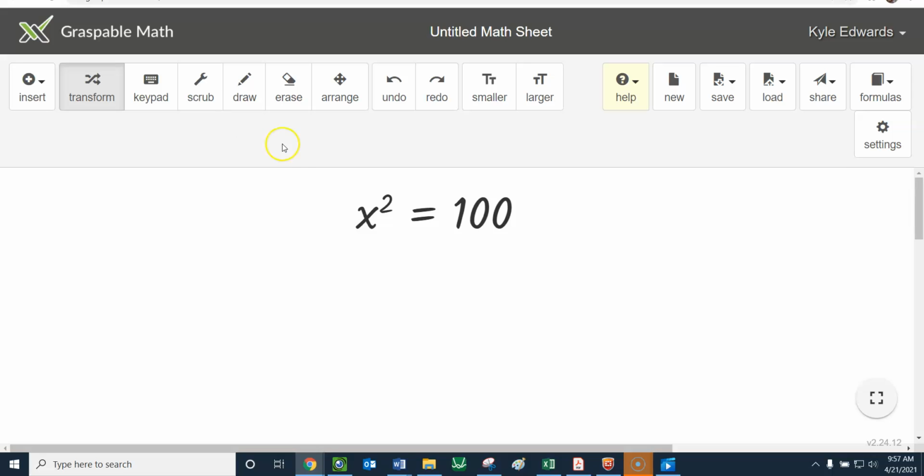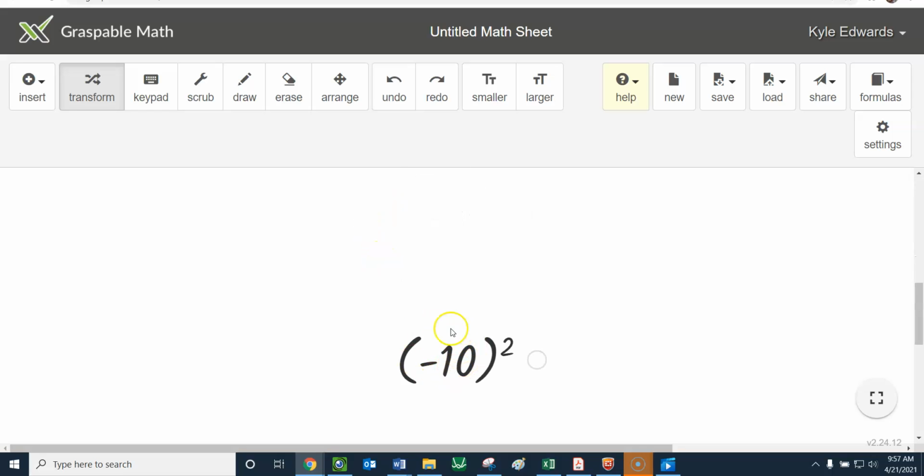Definitely, 10 squared equals 100. That would solve this equation. That would be one of the solutions. Okay, well, 10 squared is 100, so x could be 10. But there's another answer to this. Negative 10 squared. A negative 10 is a negative 10 times another negative 10, and if you square negative 10, you also get 100. So there are two answers to this, right?